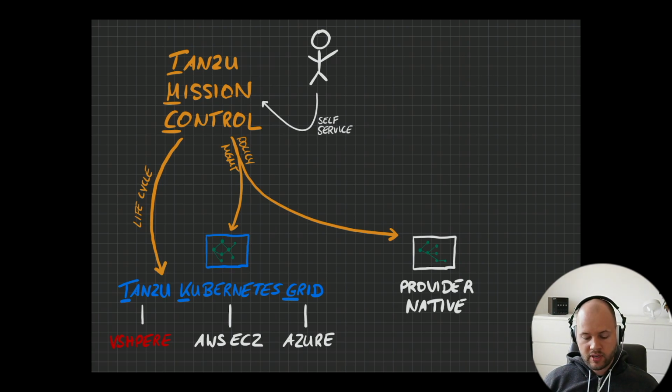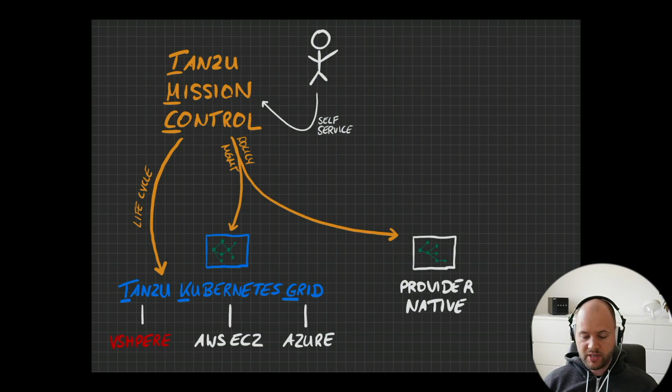So we could have 3, 4, 5 Tanzu Kubernetes Grid environments connected to Tanzu Mission Control, and the user would be able to select where the next Kubernetes cluster is supposed to be deployed. And also the user could scale the cluster from there, could upgrade the cluster to a new version, could delete the cluster as well, right?